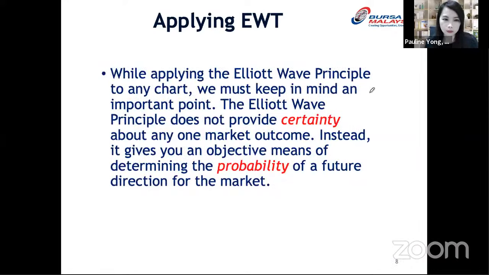So while applying the Elliott Wave principle to any chart, we must keep in mind an important point. The Elliott Wave principle does not provide certainty about any one market outcome. Instead, it will give you the probability of a future direction of the market. In fact, the whole thing about investment is about probability. There's no certainty. But definitely you need to put a stop loss. And if things didn't turn out, then you just have to stop loss and exit the trade, without any emotional attachment. So everything is based on probability.